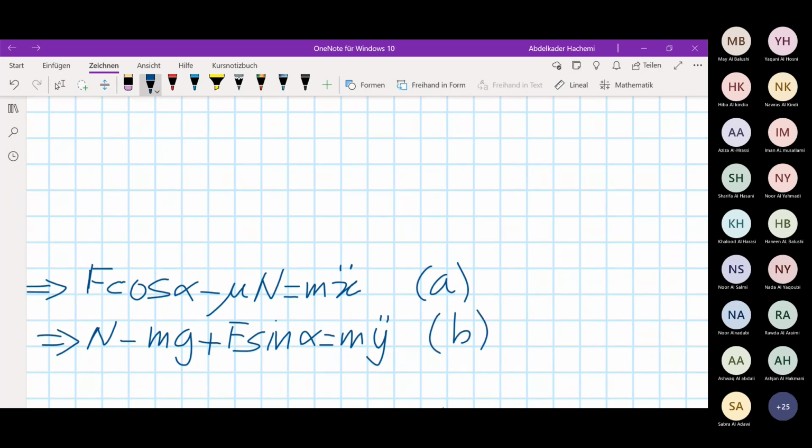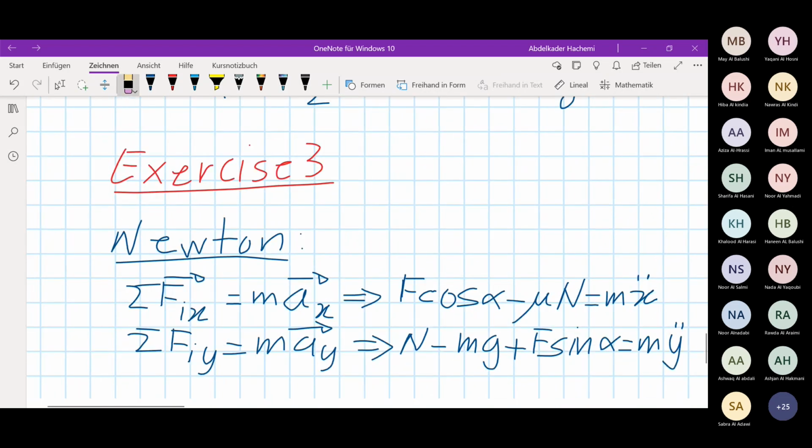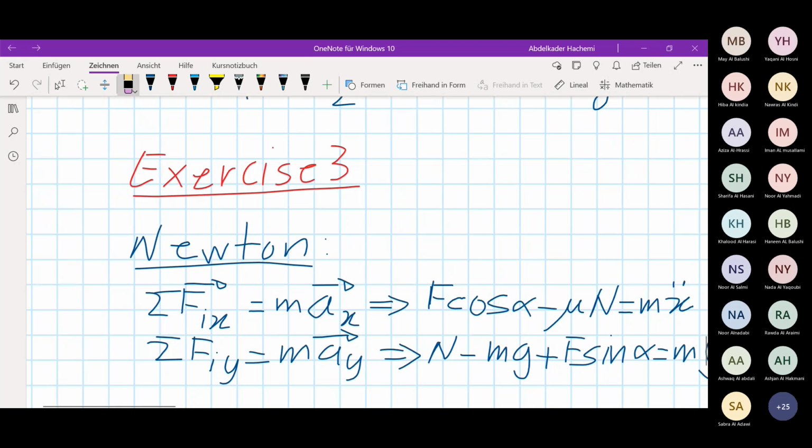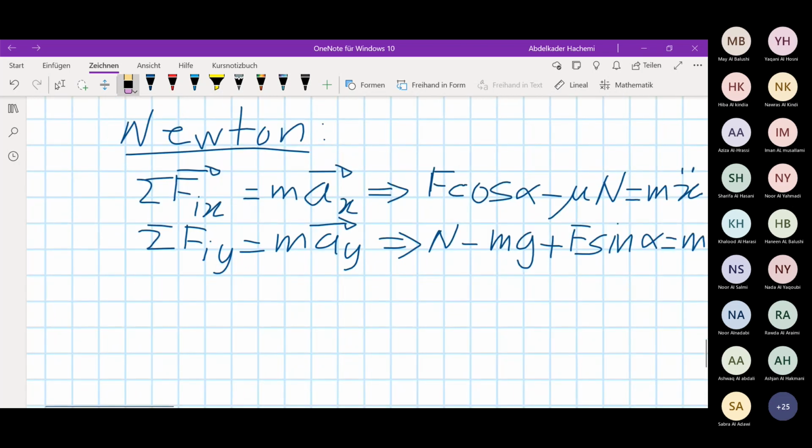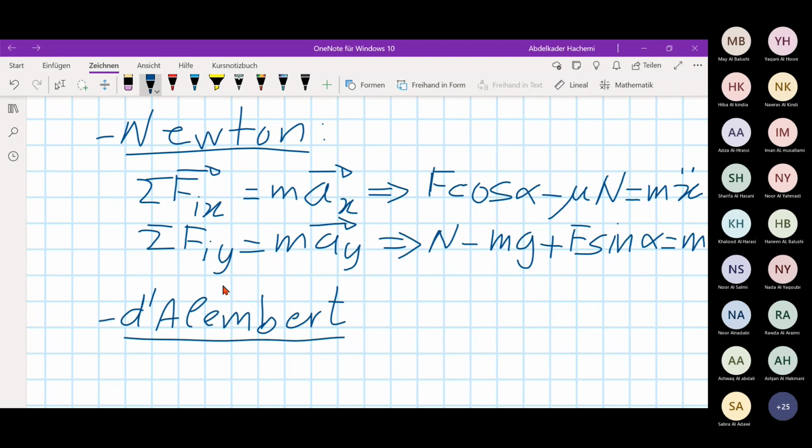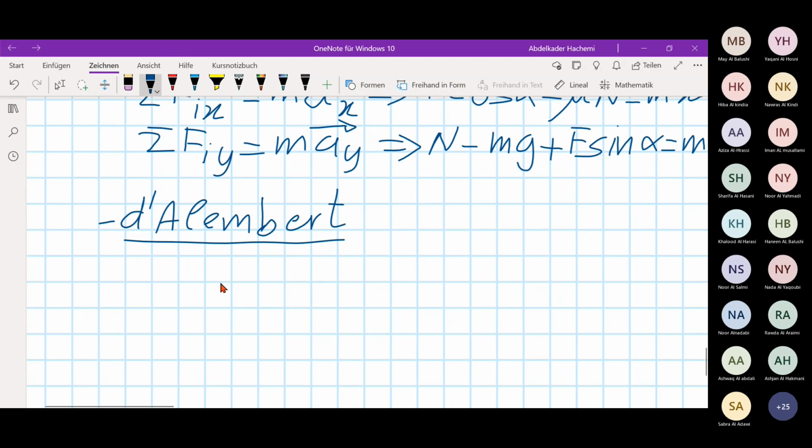If we now use D'Alembert, the sum of the forces along the x direction is equal to 0.